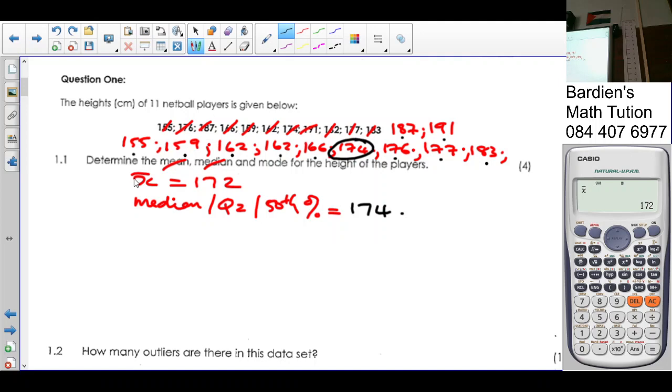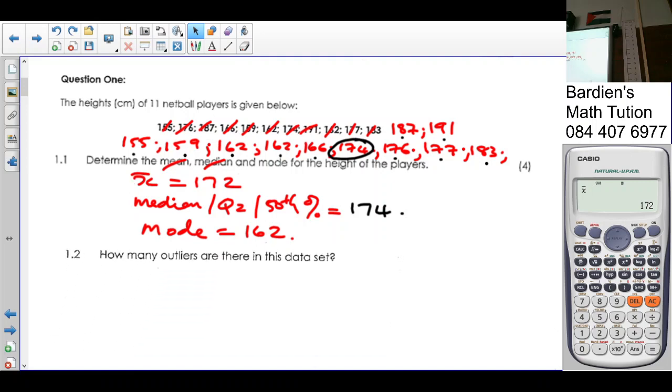The mode is the number that occurs the most, and your mode of the data here is 162. As you can see, it's occurring more than once. Okay, any issues there? No? Next question. How many outliers are there in this data set?